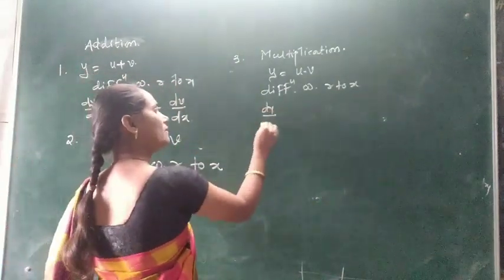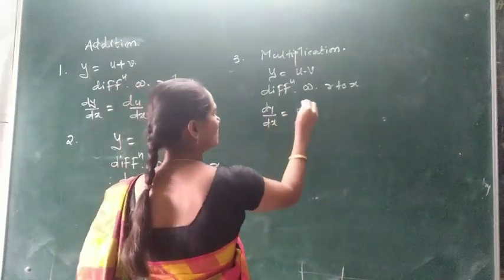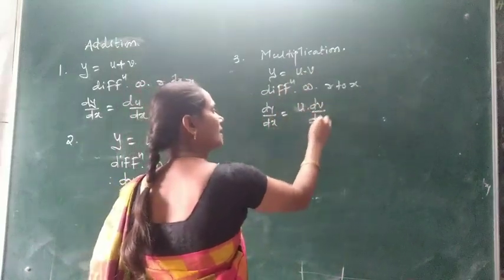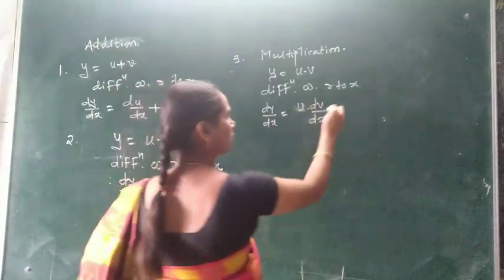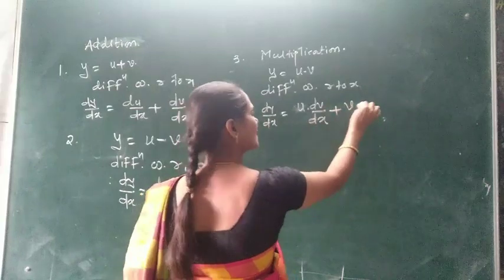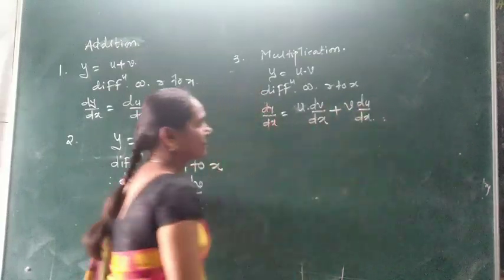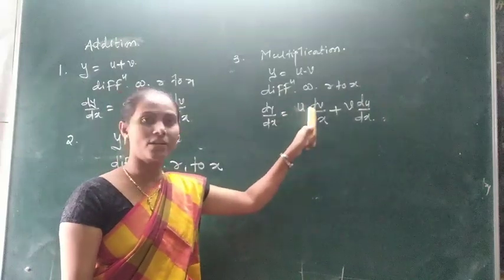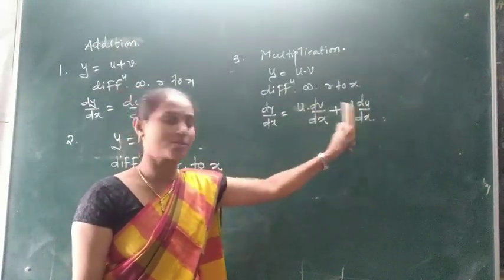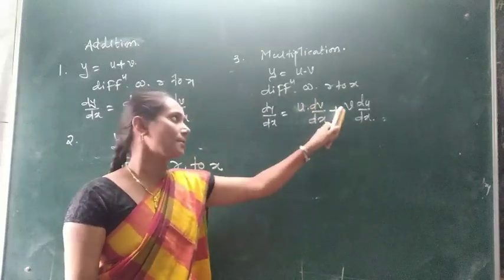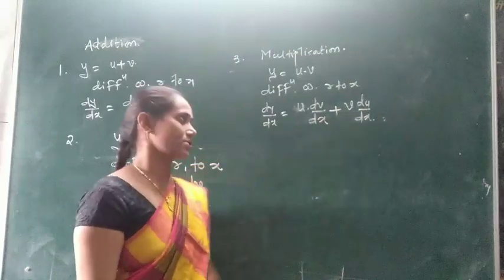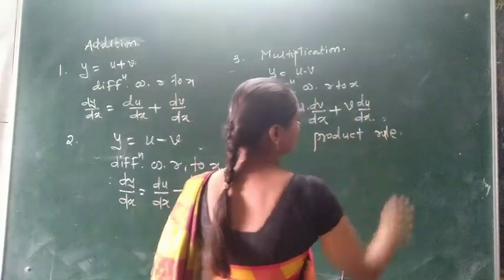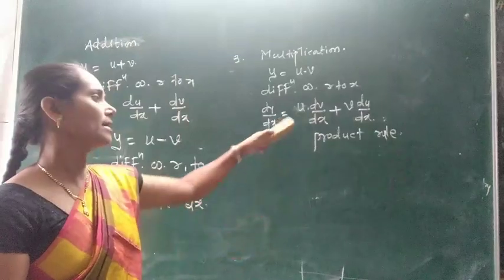So dy upon dx is equal to: keep the first function as it is. What is the first function here? u, and take the derivative of the second, u into dv upon dx. Now keep the second function v as it is, into du upon dx. Remember the product rule: dy upon dx is equal to first function into derivative of second, plus second function into derivative of first. This is called the product rule. We will find some examples and differentiate the following functions by using the product rule.